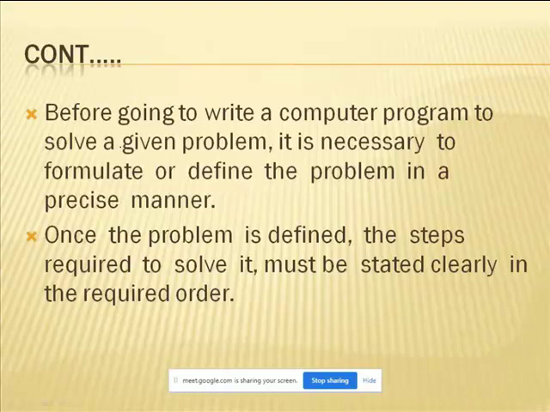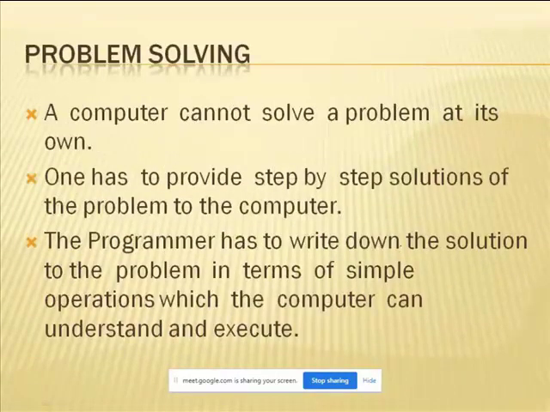The objects are like ingredients. Once you get the proper ingredients, the proper objects and well defined things, then only you will get a successful output. Once the problem is defined, the steps required to solve it must be stated clearly in the required order. As I told you, it must be clear and in the required order. Once you change the order, the results will also come out in a different order.